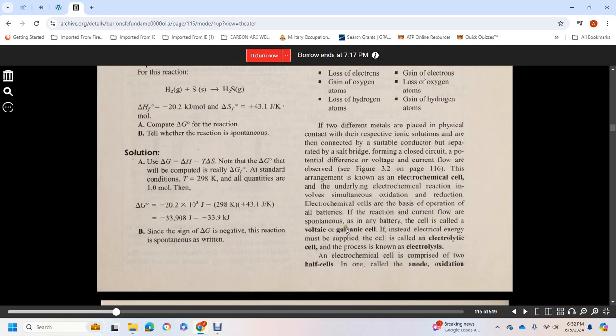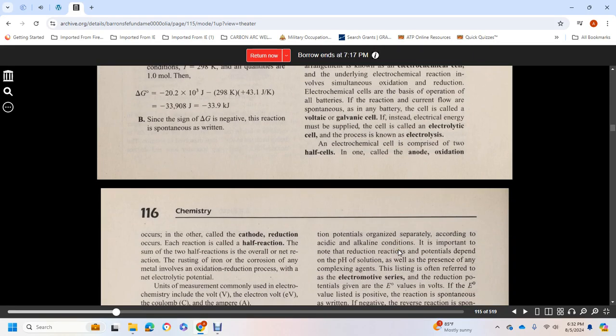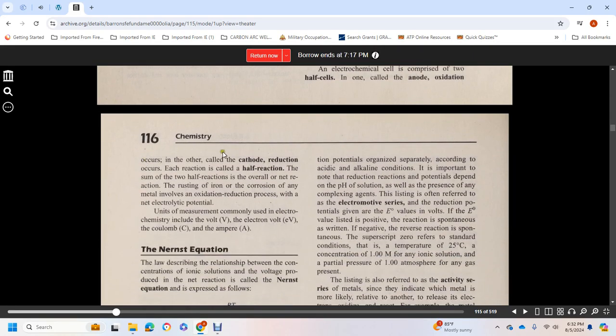The cell is called a voltaic or galvanic cell. If instead electrical energy must be supplied, the cell is called an electrolytic cell, and the process is known as electrolysis. An electrochemical cell is composed of two half cells. One is called the anode, where oxidation occurs. In the other, the cathode, reduction occurs, with each reaction a half reaction.